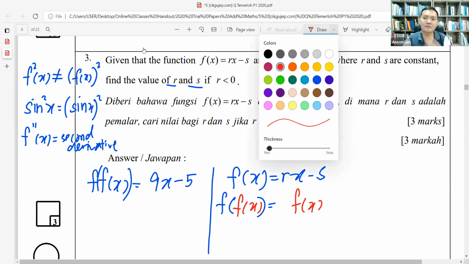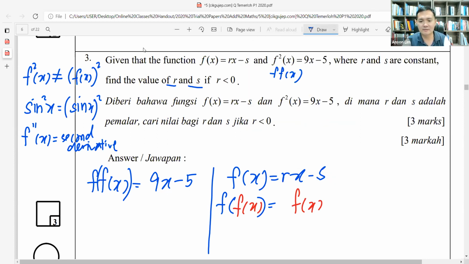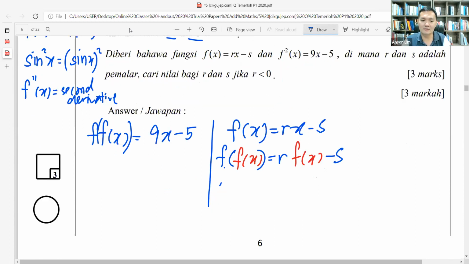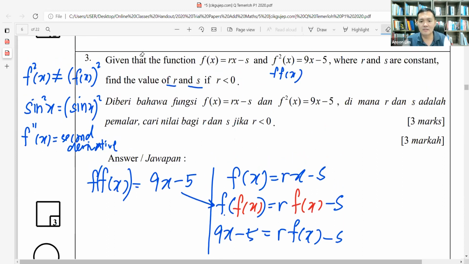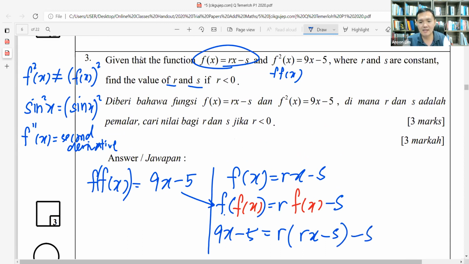Sometimes when you do this, just be aware of what you're doing. You have to know that f(x) is given as 9x minus 5. You just substitute in. But here my question is, given f of f, you also have to know what f(x) is. You have to substitute to replace the f(x) again, which is rx minus s, then minus s. Do you see or not?